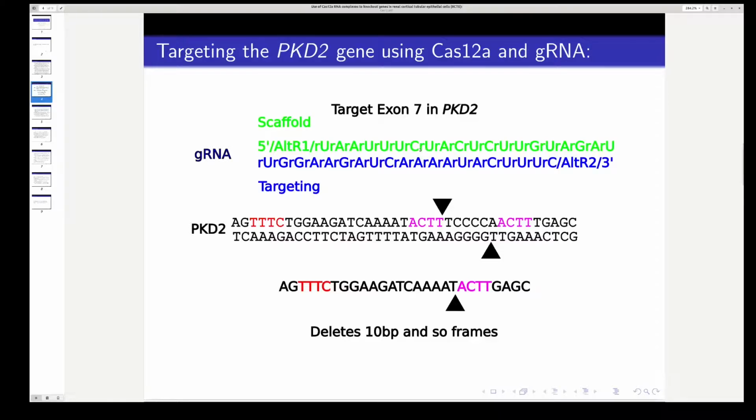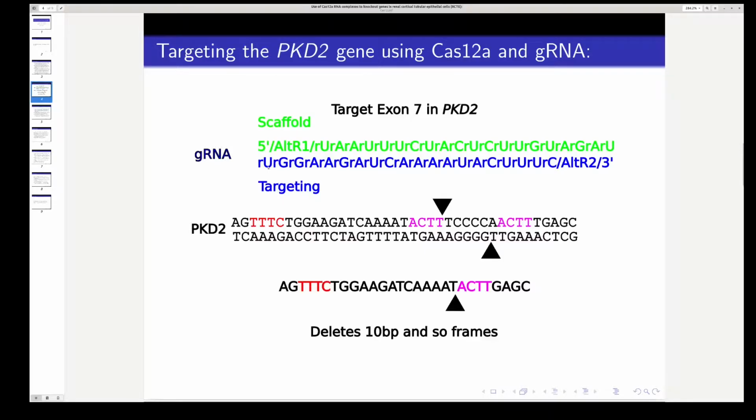Now notice that these are ribonucleotides, and it's RNA because instead of T's we've got uracils here. Then in blue we've got the actual sequence that will target. Okay, so the plan is we make a complex between Cas12a and the guide RNA in a test tube. Then we electroporate that into RCTE cells. The nuclear localization sites on the Cas12a take the complex into the nucleus, and then this sequence targets it to PKD2. So let's look at the target site. We've got a PAM here, T, T, T, C. So that fits the consensus T, T, T, V.